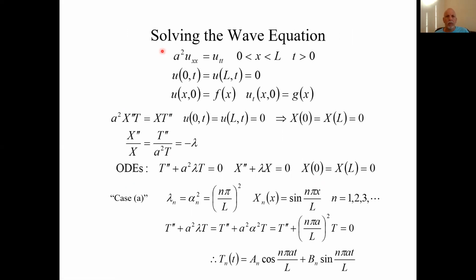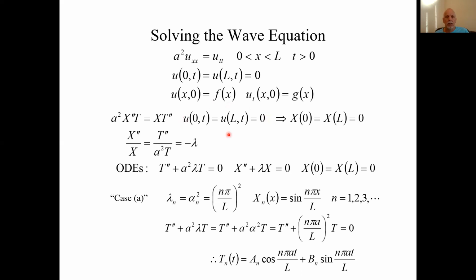So let's go through solving it the way we did before. Product method, separation of variables. This equation will become a squared X double prime T on the left, and the right side becomes X T double prime.